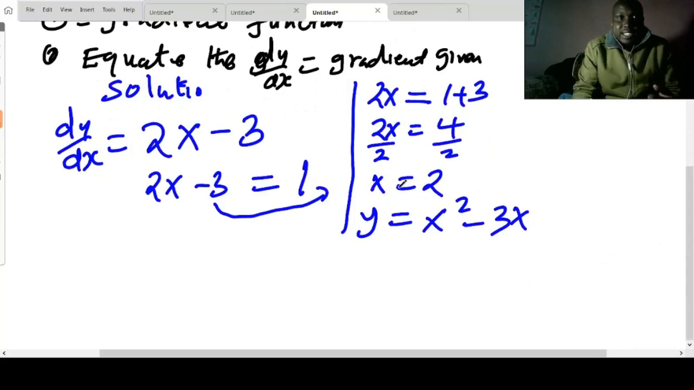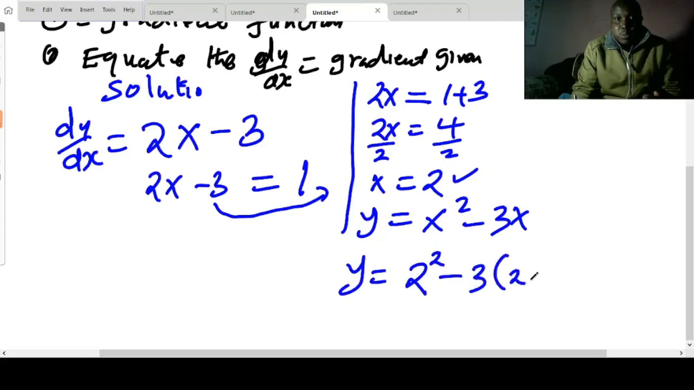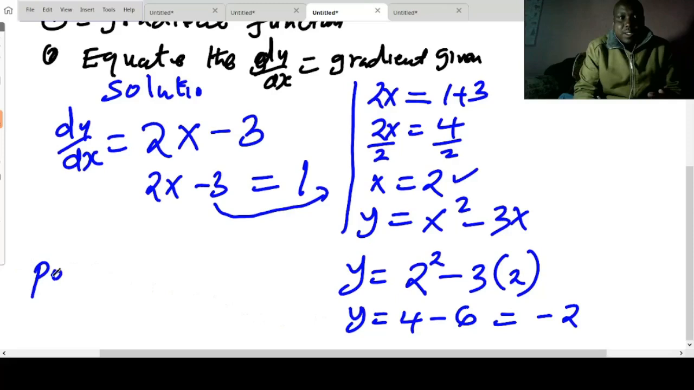But our x is 2. So anywhere you have x in the equation, you substitute with 2. So y is equal to 2 raised to power 2 minus 3 times 2. So y is equal to 4 minus 6, and this is negative 2. So our point where the gradient is 1 is 2 comma negative 2.